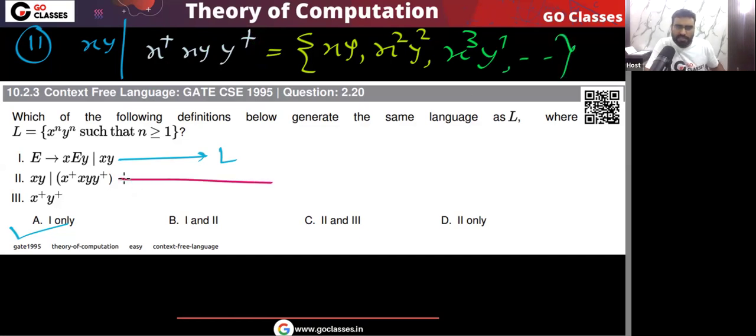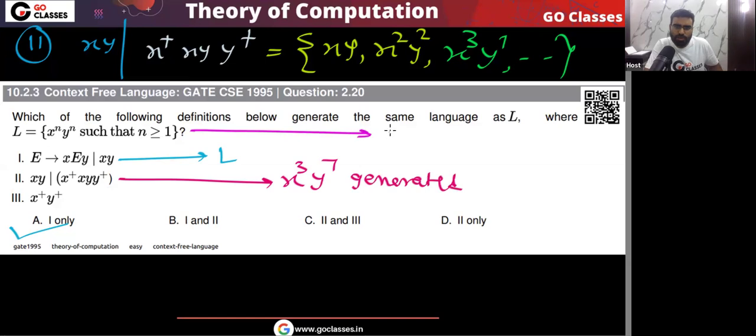In this, which strings are possible? For example, you can easily see that x power 3 y power 7 is also generated. But you can notice this string is not in the other language. That language does not contain any string x power 3 y power 7, so this is the counter example for option 2.